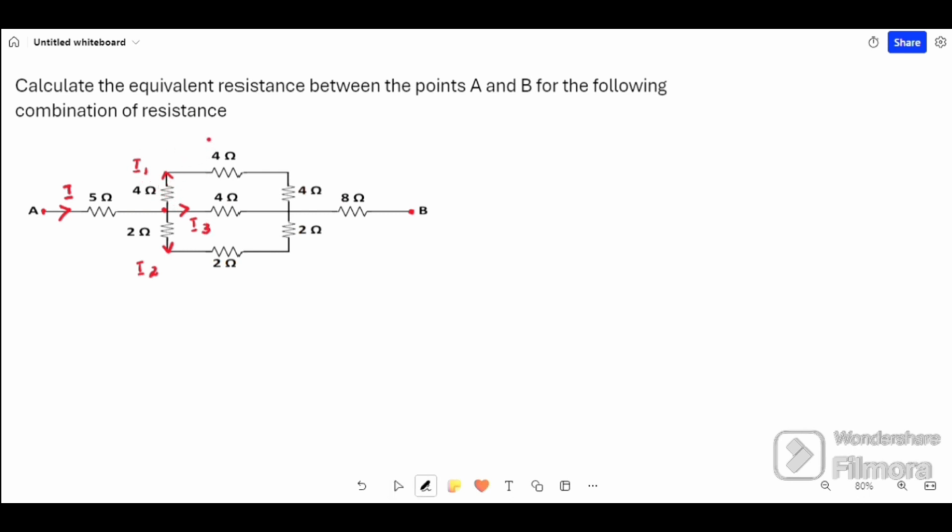Now this I1, after flowing in 4 ohm, the same current will flow in this 4 ohm and again in this 4 ohm, because there is only one path. When the same current flows through the resistors, it is known as series connection. All these resistors are connected in series.